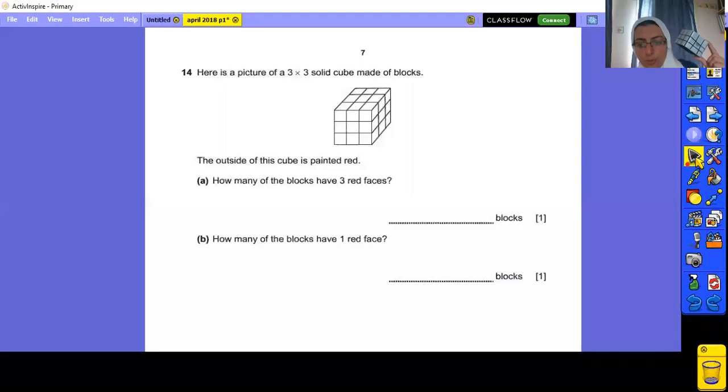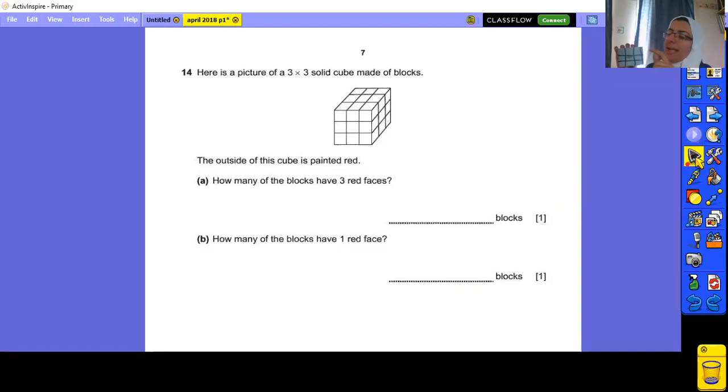Simply, guys, this is a cube. In this cube, he's telling you that the outside of the cube is painted with red. He's asking how many of the blocks have three red faces. Yani, this is red, red, red, red, and here red, and in the bottom red, right? He's asking you how many small blocks have three red faces?